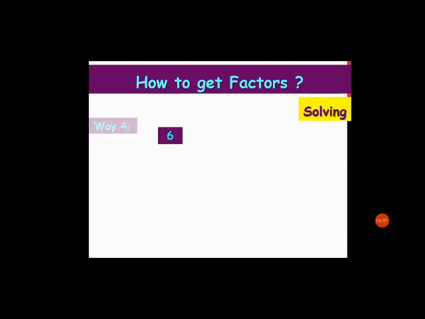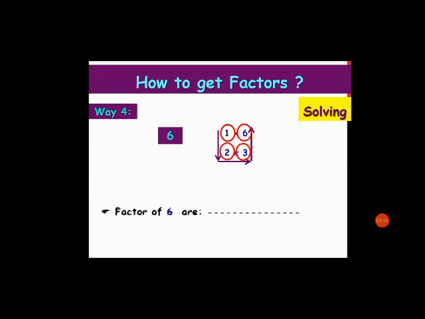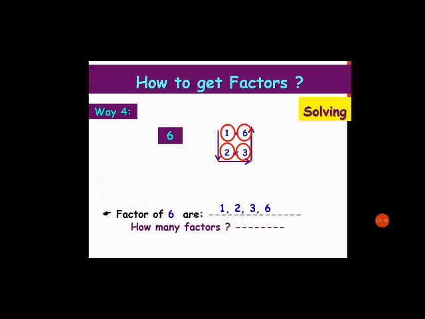The last method, which is the method we are going to solve by, for 6: we can find factors, 1 times 6, then write 2 times 3, then go starting from the 1, like the arrows here are drawn, and say the factors are just by order, 1 and 2 and 3 and 6. So the factors of 6 are 1, 2, 3, and 6. So how many are the factors? They are 4 factors.